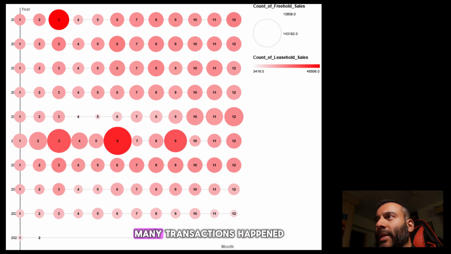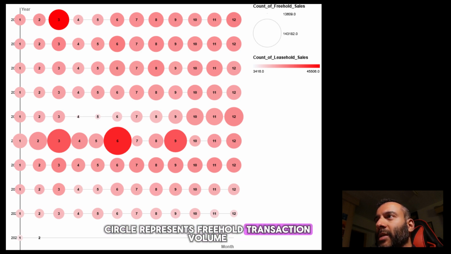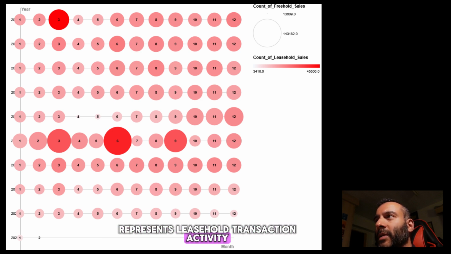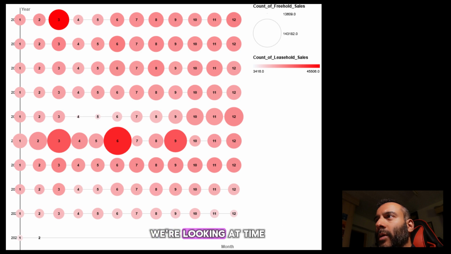Each circle shows how many transactions happened. The size of the circle represents freehold transaction volume, and the colour intensity represents leasehold transaction activity. So now instead of geography, we're looking at time and structure together. Let's focus on the most recent row, which is 2024. What happened in 2024 was that when you look across the months, something stands out immediately.